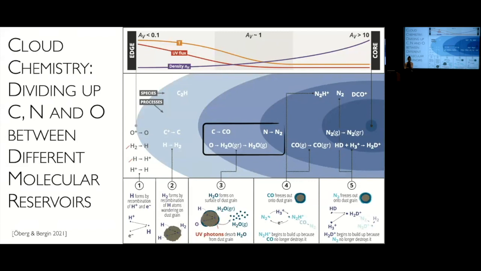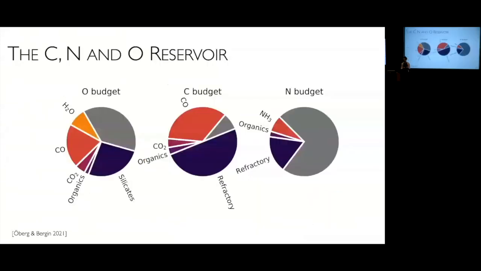So what are these main molecular reservoirs? Well, we know them somewhat. We know what these are by now. If we start with carbon, it's the easiest. Here we have mapped out roughly where the carbon is in these clouds. About half of it is in some sort of refractory phase, and most of the rest is in CO, with some organics and CO2 there as well.